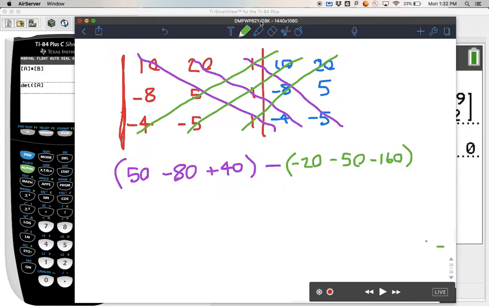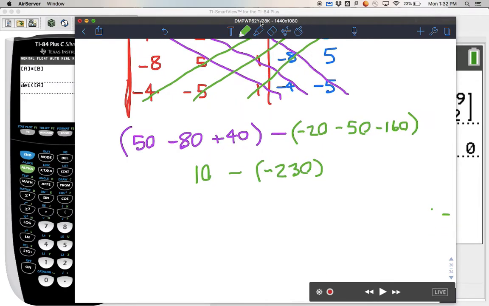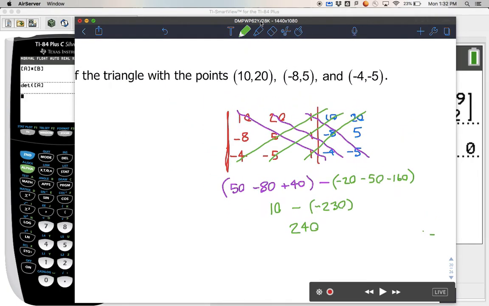Okay. And then after that, let's combine our like terms. 50, what is that going to be? 10 right here for this first one. And then -20, -50, and then -160. So I think that's -70. And then so I think that's -230 if I did my mental math right there. And then minus a negative changes it to positive, so that's 240 right there. So that's the determinant. That's actually not the area, because remember, you need to do.